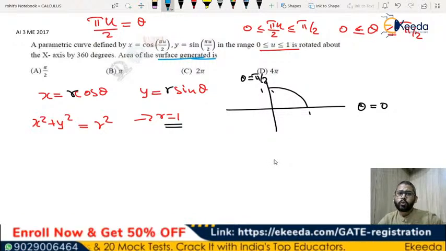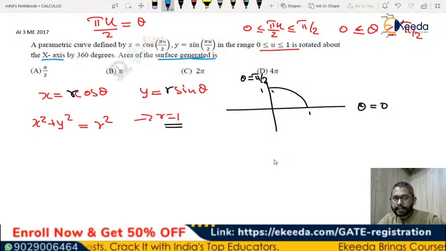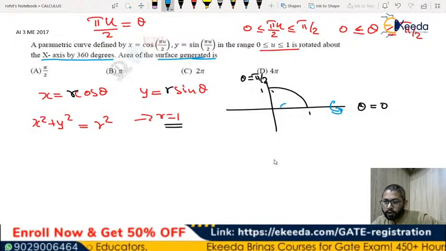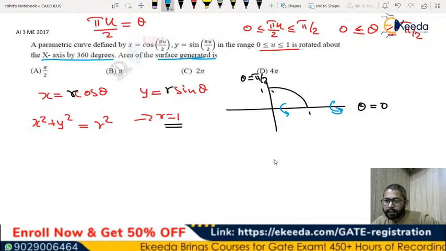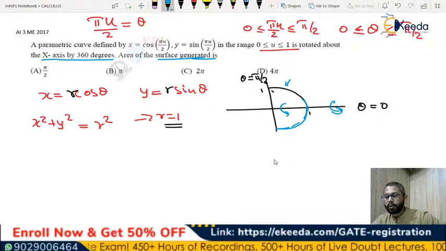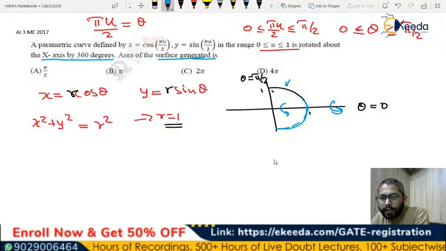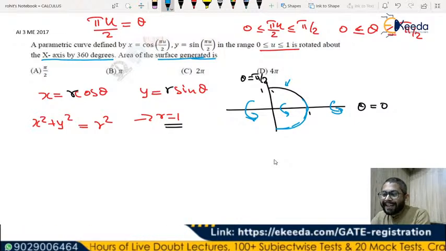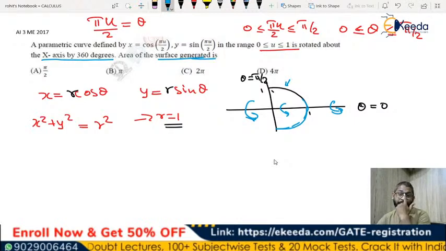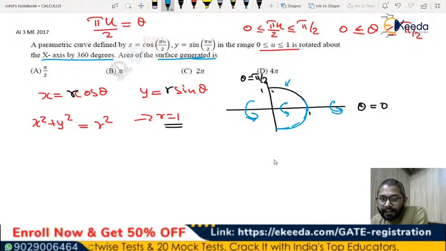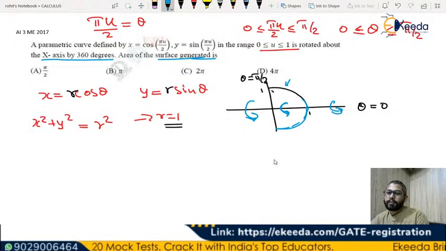And now they want you to rotate this curve about x-axis by 360 degrees. So this is your x-axis, and you are rotating this about x-axis. What will happen? You will form a hemisphere, right? It is a tricky question. You need to understand, and this is a 2 marks question. So this is a hemisphere and you need to find the surface area.